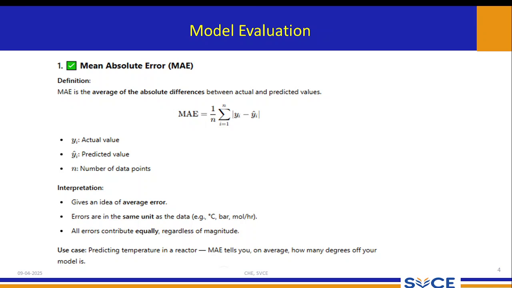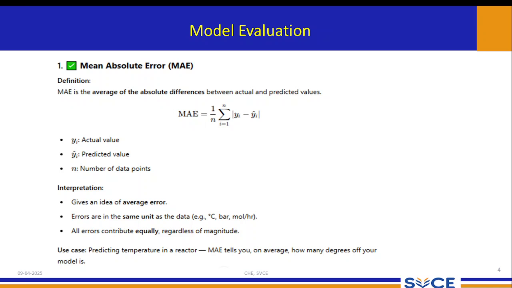It gives an idea of average error. Errors are in the same unit as the data, for example degree Celsius, bar, or mole per hour. All errors contribute equally regardless of magnitude. So when do we go for this type of mean absolute error? For example, I want to predict the temperature in a reactor. In that case, mean absolute error tells you on average how many degrees off your model is. This is an example case for the mean absolute error.